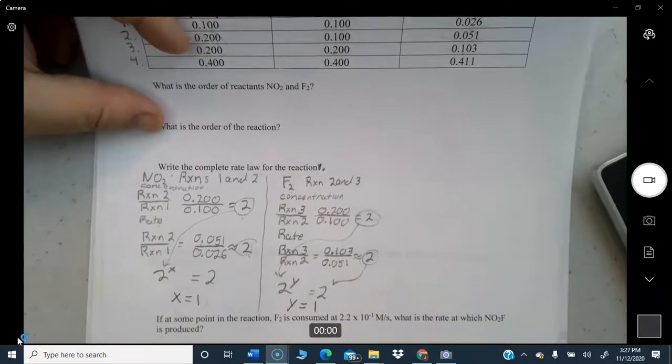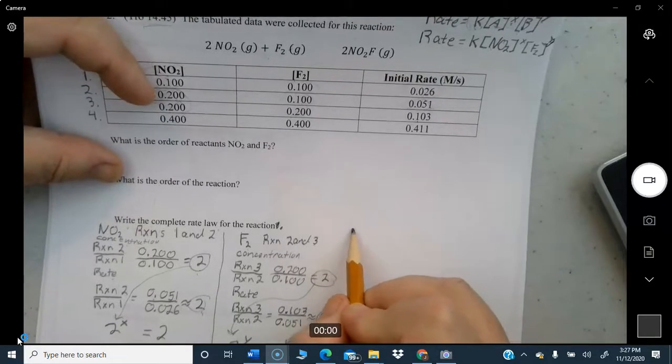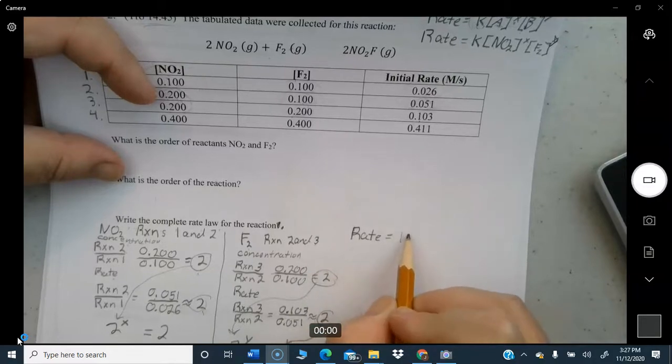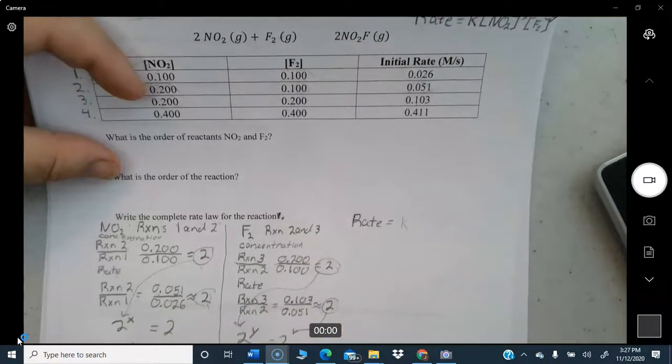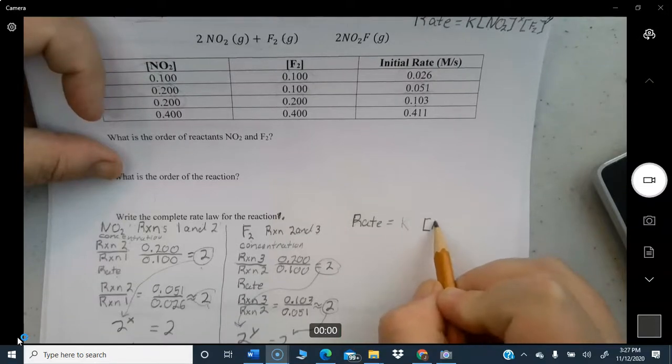All right? So we can go ahead right here and start filling this out as we go along. So rate equals k. Now I'm going to write k very lightly because we're going to erase it eventually, times the concentration of NO2.